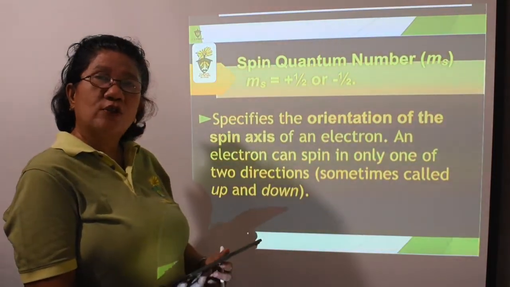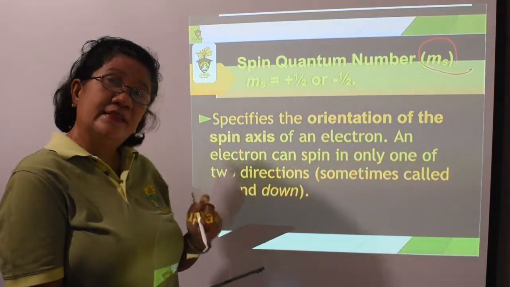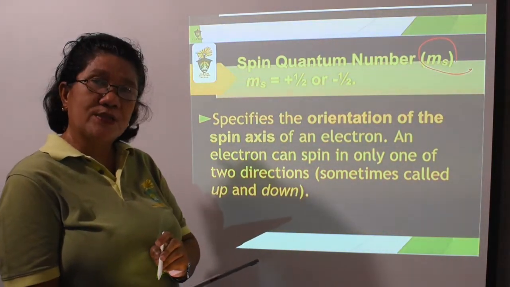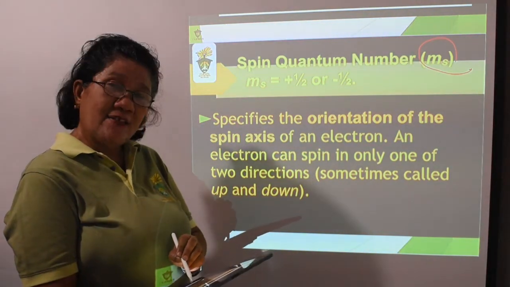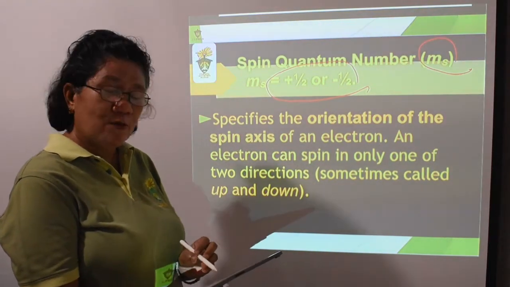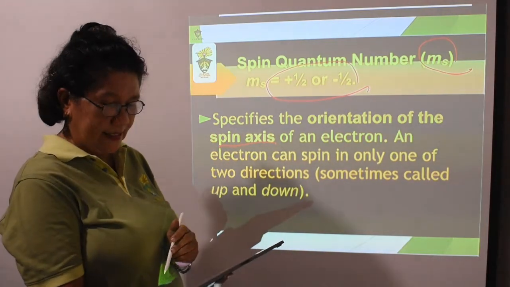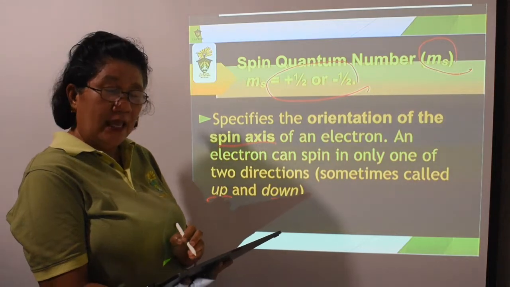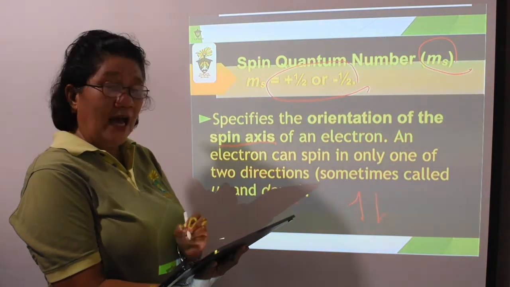So the last quantum number is known as the spin. It has the symbol M sub S. M sub S has 2 values, that is positive 1/2 and negative 1/2. So this will specify the spin of the electron on its axis. And sometimes this is called up and down. These are signified by an arrow, up and down.